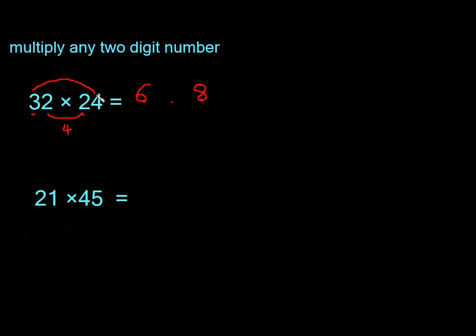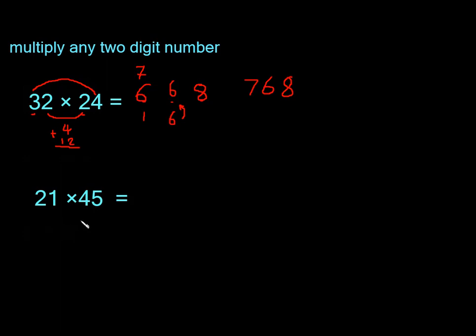To get the middle number we will multiply 2 times 2 equals 4, and 3 times 4 equals 12, so 2 times 2 and 3 times 4, and add these numbers. 4 plus 12 equals 16, so I will write 16 here. But at this point I want to write just one digit, so I will write 6 here, and carry this 1 and add it to this number, so the 6 becomes 7. So the answer is 768.